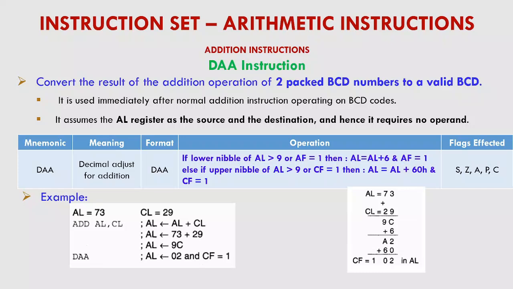Dear students, today we learn about the 8086 microprocessor and one of its arithmetic instructions called DAA. Its meaning is decimal adjust for addition.